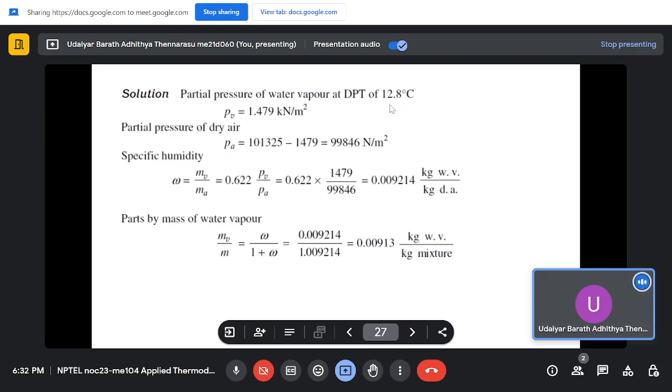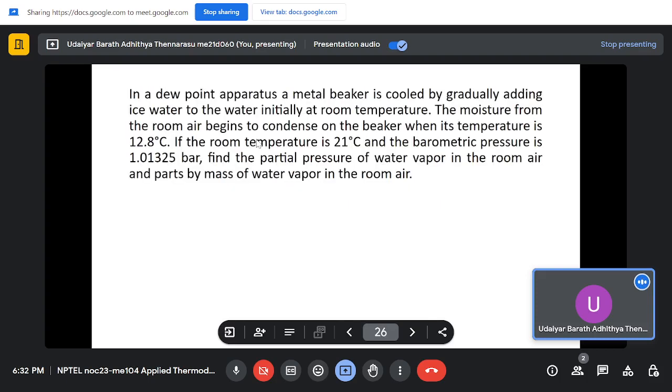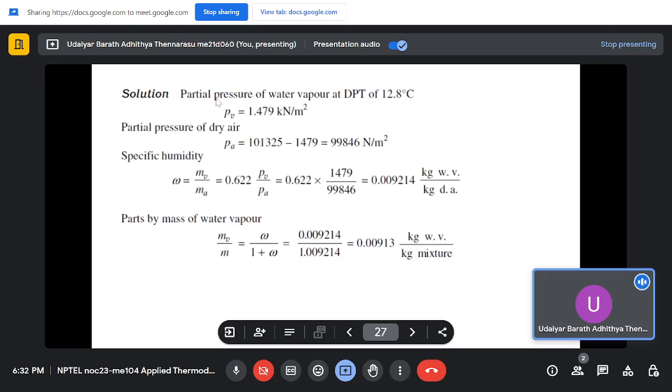So here we have used 12.8 degrees Celsius because at dew point temperature you start condensing, so that means your water vapor is at saturated condition at that temperature. So you can find out easily what is the vapor pressure at that saturated condition. The same vapor pressure you will have at 21 degrees Celsius as well. So that's why, to find out the vapor pressure, we use the dew point temperature.